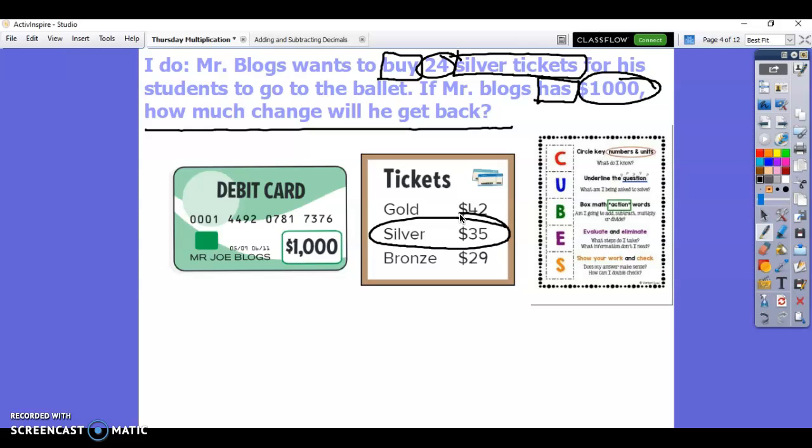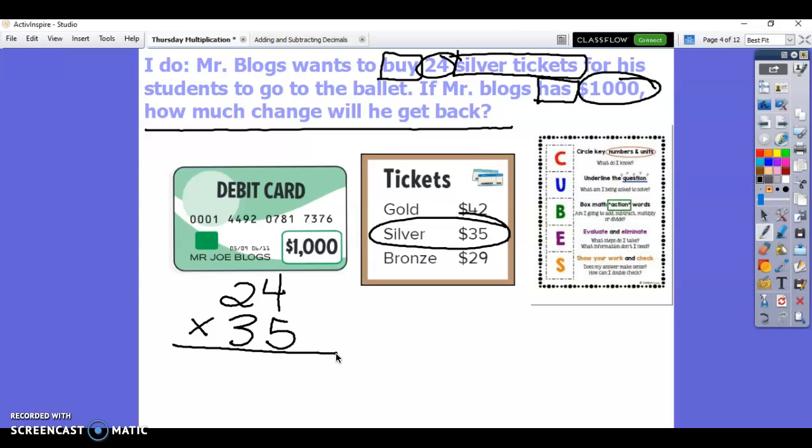So the first thing I need to do is figure out how much it's going to cost to buy 24 silver tickets. So I'm going to take that 24 students and I'm going to multiply it by 35 because it's the same amount for each one of the tickets. So we're repeating that number. Then we go through the steps of our multiplication. You have to do that first.